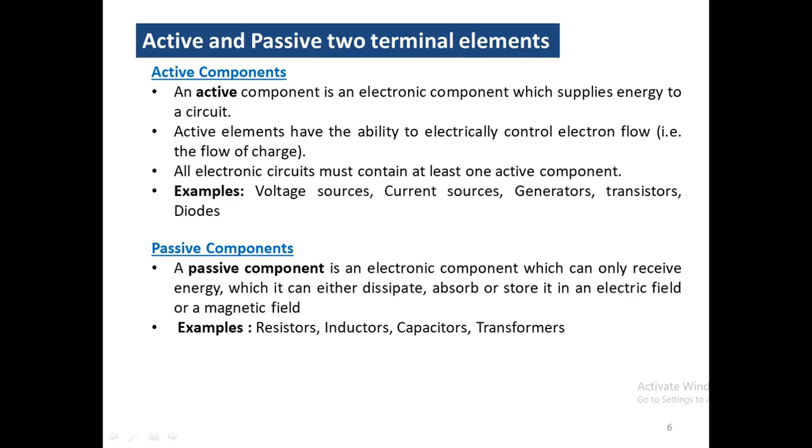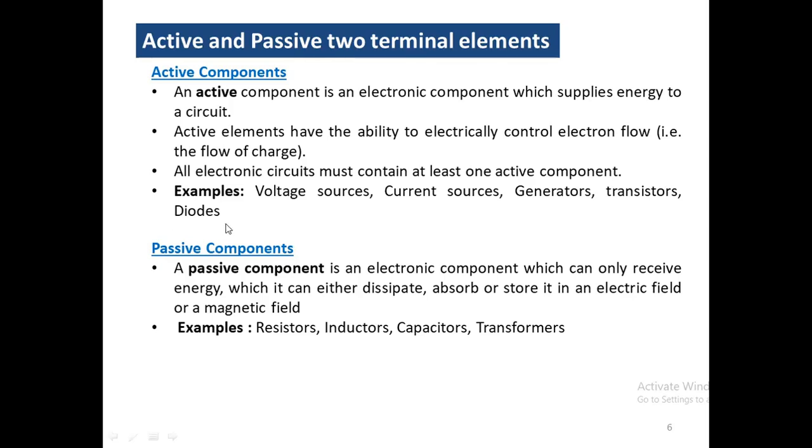Now let us understand the difference between active components and passive components. What do we mean by an active component? An active component is an electronic component which supplies energy to the circuit, and it has the ability to control the electron flow or the flow of charge. All the electronic circuits that we see will contain at least one active component. Examples of active components are voltage sources, current sources, generators, transistors, or diodes.